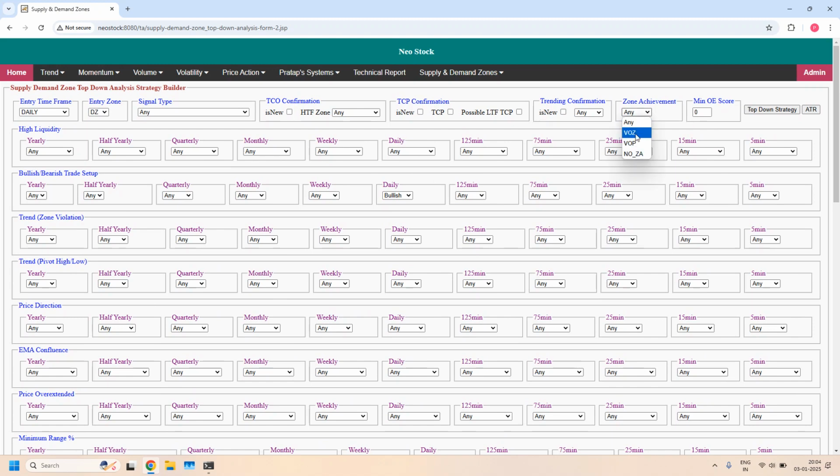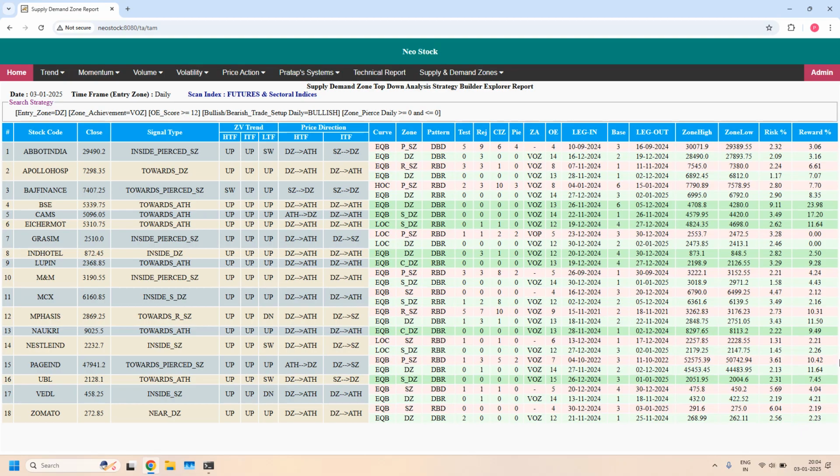Second filter, zone achievement should be violated opposing zone. Third filter is minimum odd enhancer score, it should be 12. And all three filters are applied to daily demand zone. Let's filter. We got 18 stocks supporting bullish trade setup for daily income trade.